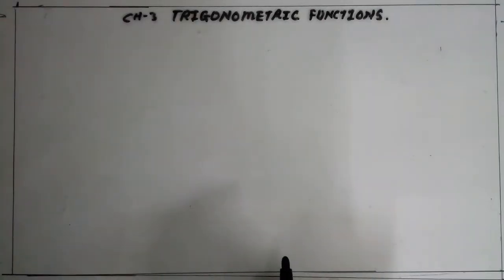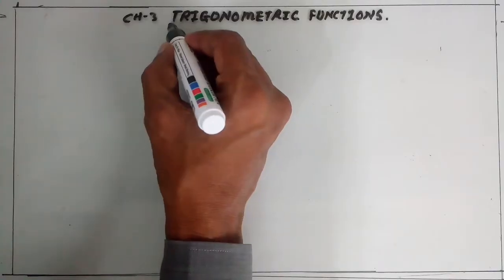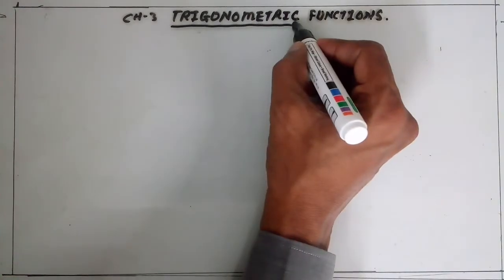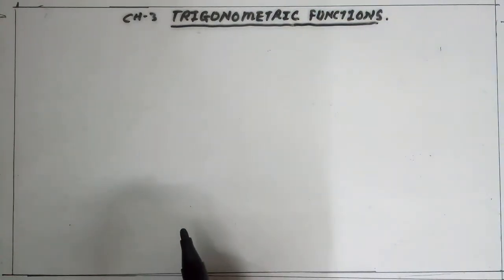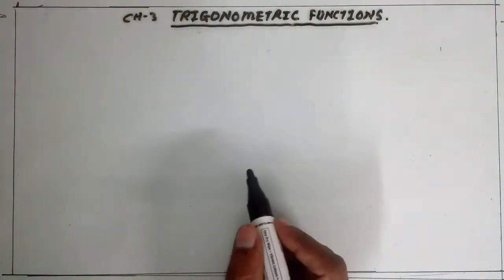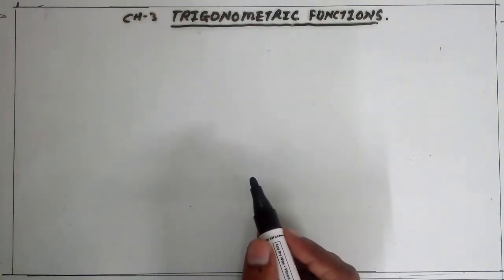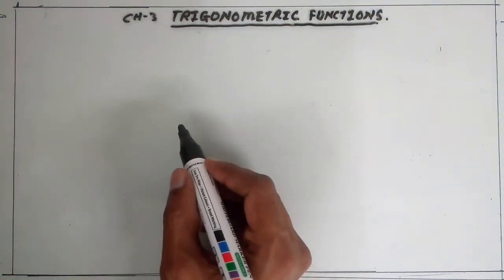Friends, here we start a new chapter, chapter 3, trigonometric functions. Already you studied trigonometric functions in standard 9 and 10. In those standards, all trigonometric functions are defined on the basis of a right triangle.